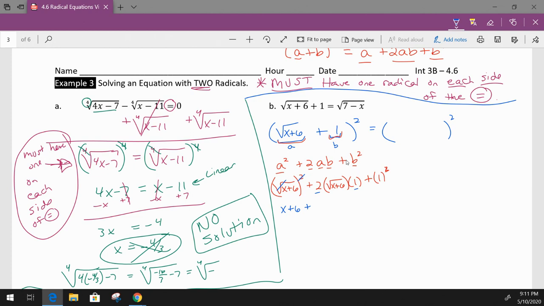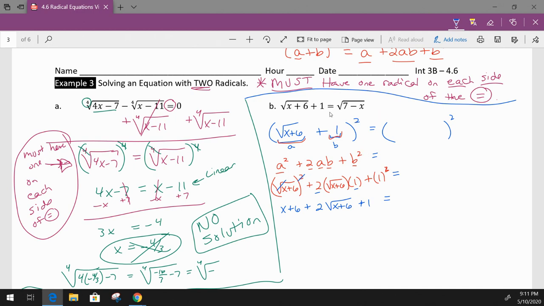So that's why I was saying earlier, if your b value is something other than 1, take your b and double it, then multiply it by the square root. So 1 times 2 is 2, and then square root of x plus 6. 1 squared is just 1. But remember, this is only the left side of the equation. We haven't even dealt with the right side of the equation yet.